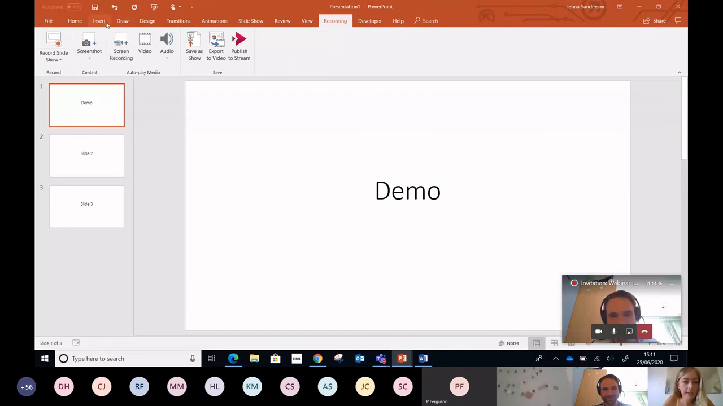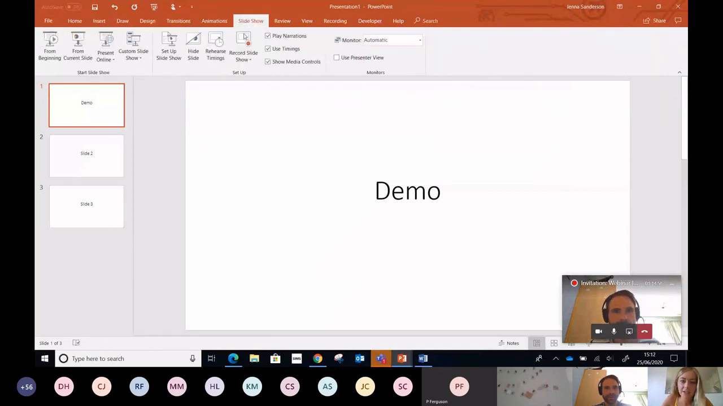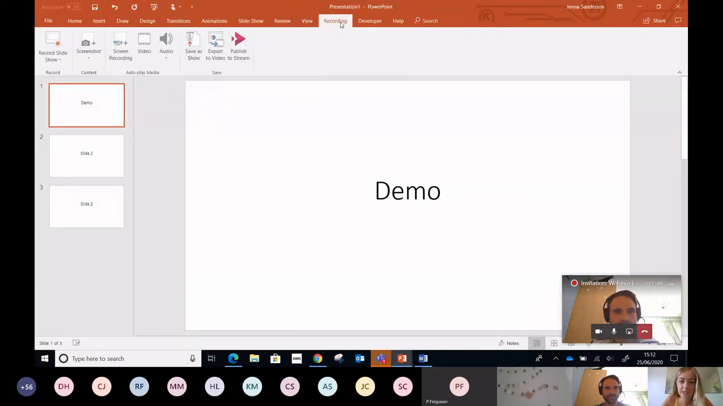Within the Insert tab, you've also got a screen recording function up there. If you wanted to just add audio, you can do that there as well. And then within Slideshow, you've got your recording function as well. The only advantage to adding the recording tab in is that you've got these different options for actually saving your recording.